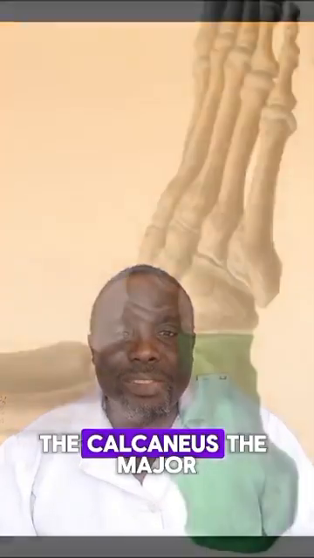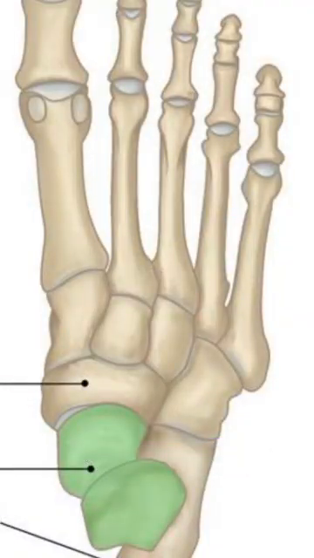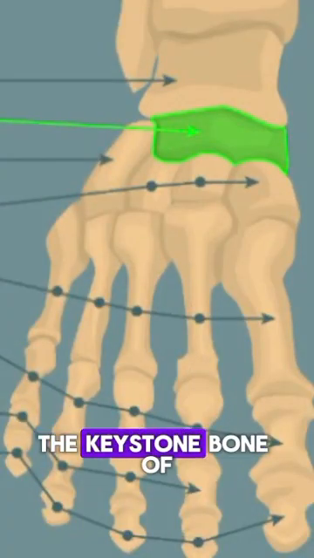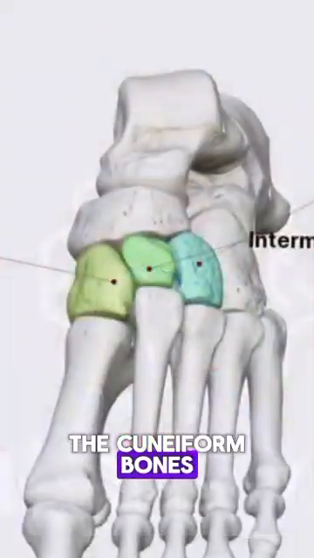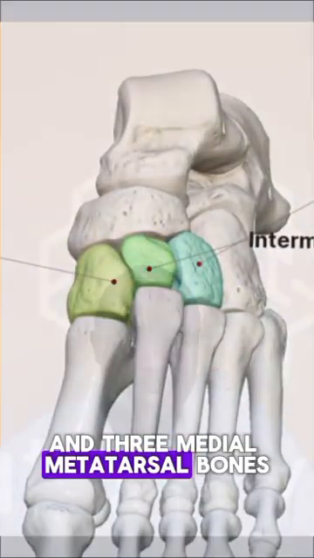Now, the medial longitudinal arch is actually formed by, one, the calcaneus, the major bone you call your heel. Two, your talus in front. And then, by the side, the navicular, the keystone bone of the medial longitudinal arch. And then supported by the cuneiform bones and the three medial metatarsal bones.